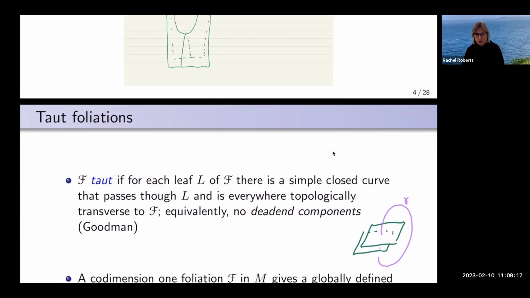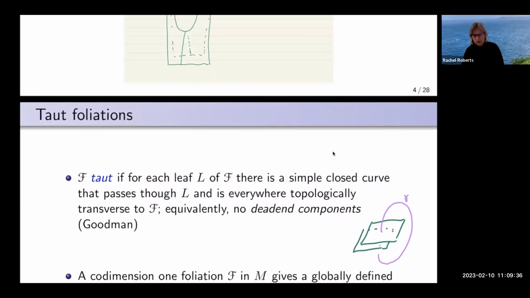So they don't co-bound an oriented submanifold of your manifold. So F is taut, though. We can think about it: for every leaf, there's a transversal that passes through that leaf. And that's equivalent to there being a transversal that passes through every leaf of the foliation. And in particular, the easiest example of a dead end component is a Reeb component. So if you're taut, you have no Reeb components.